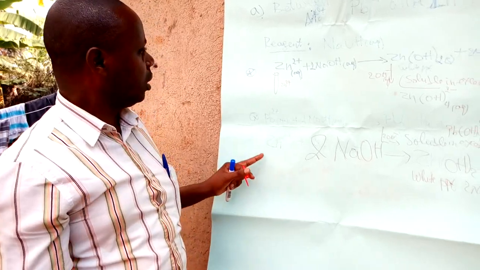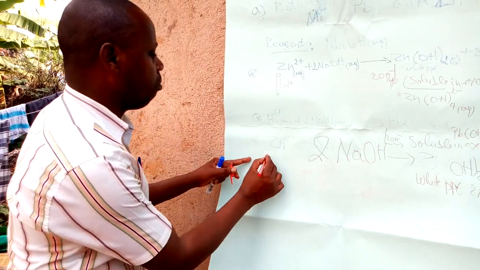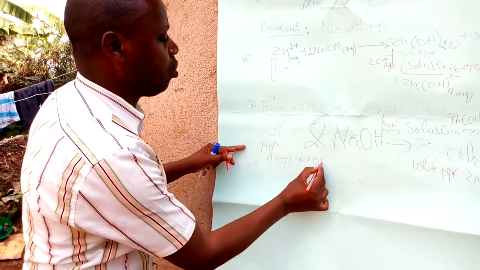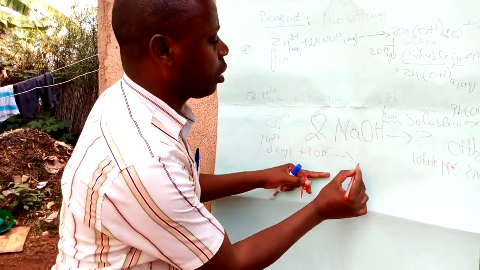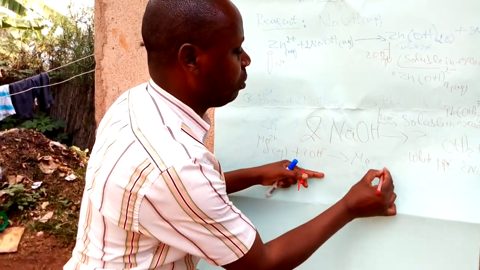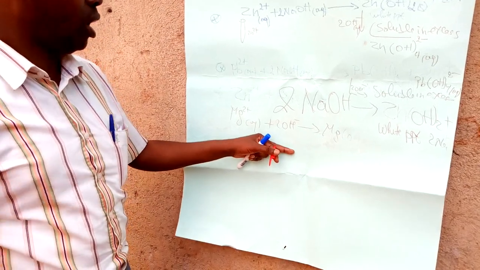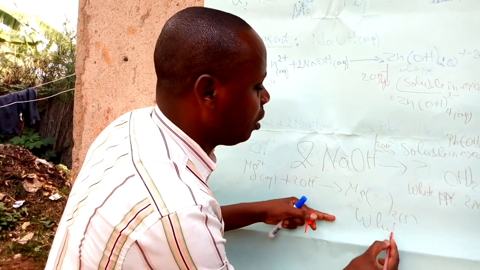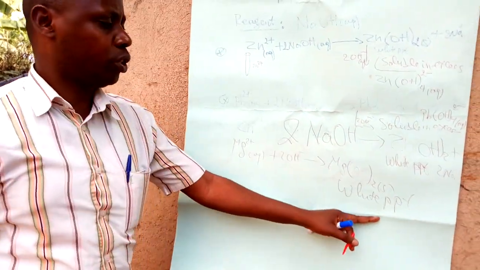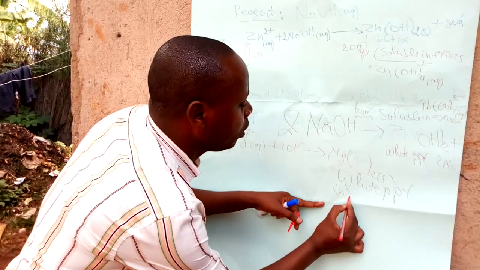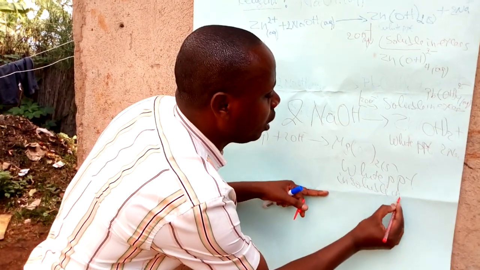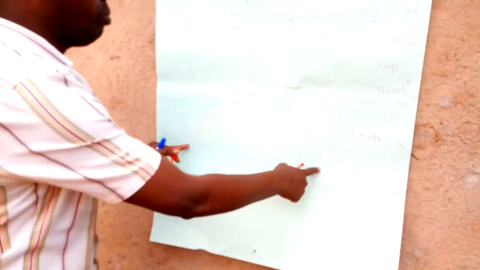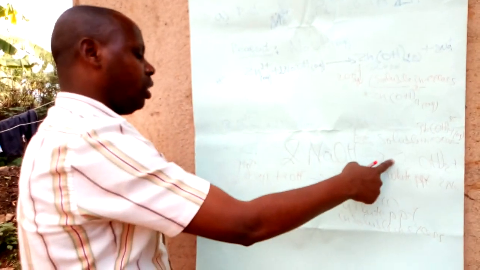magnesium. Magnesium can react with 2 hydroxide to give magnesium hydroxide. But this magnesium hydroxide which is found here is a white precipitate, and this white precipitate is insoluble in excess.